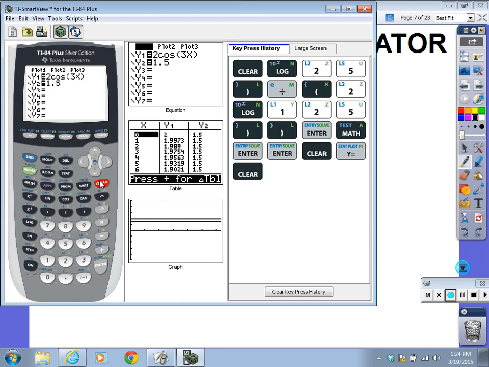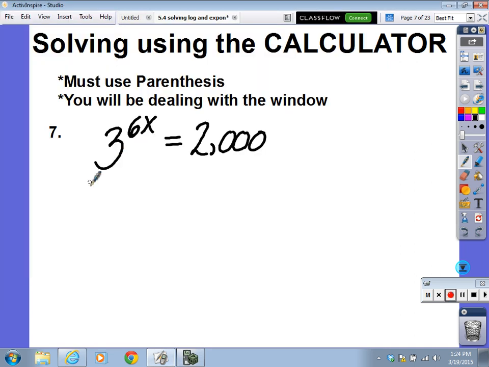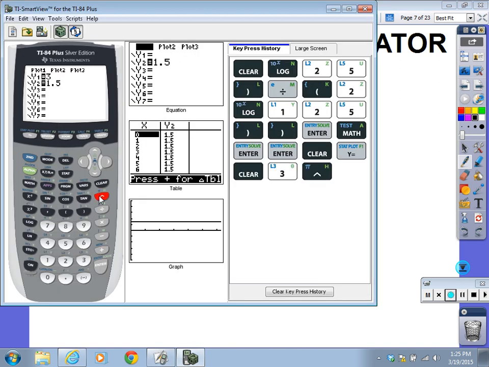So we have the function on number 7. We're trying to solve 3 raised to the 6x power is equal to 2,000. So it's saying when does 3 raised to the 6x power equal 2,000? So we'll just put it into our calculator. So we're going to graph 3 raised to the 6x. And those of you that have TI 83s like this, you've got to put the 6 and the x in parentheses. So you've got to do 3 caret parentheses 6x closure parentheses. It won't graph it right otherwise.